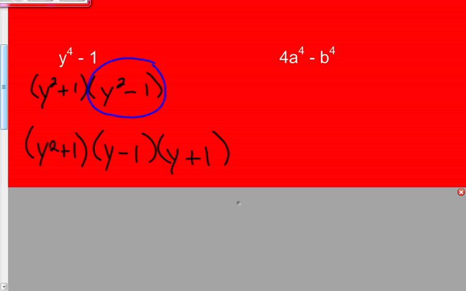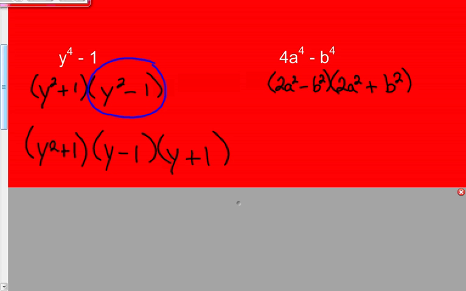Okay, we'll do this again. We'll start out. 4a to the fourth becomes 2a squared and 2a squared. b to the fourth becomes b squared and b squared. One's positive, one's negative.